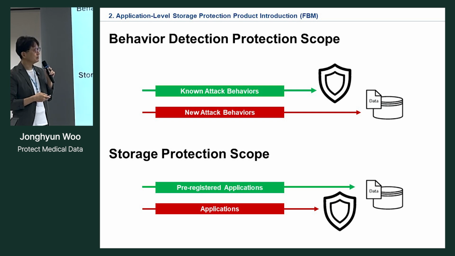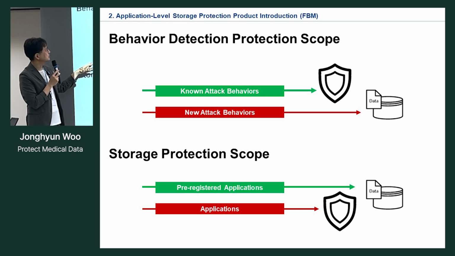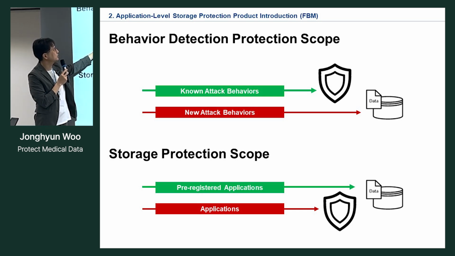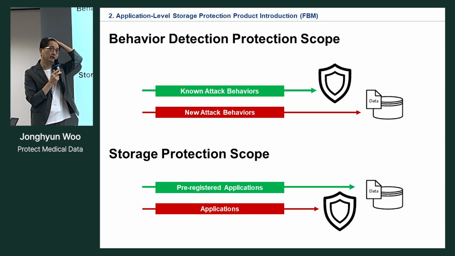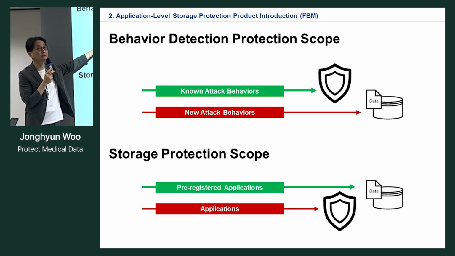But the problem is if the attackers encrypt a file, just one file every 5 minutes, very slowly, the typical detection systems can easily be bypassed. So they only block when they know what the behavior is. If the attackers change their behaviors, the typical behavior-based system cannot block it.